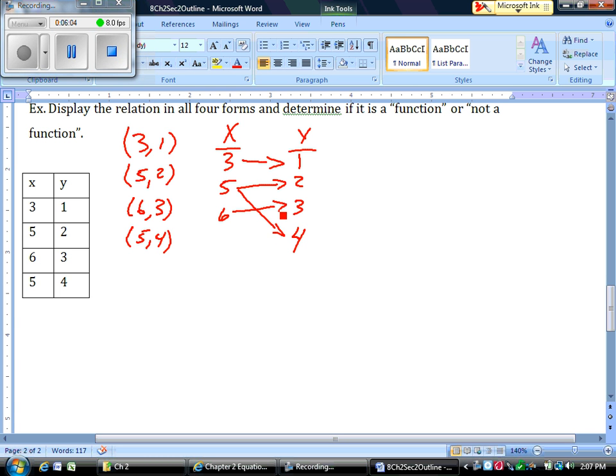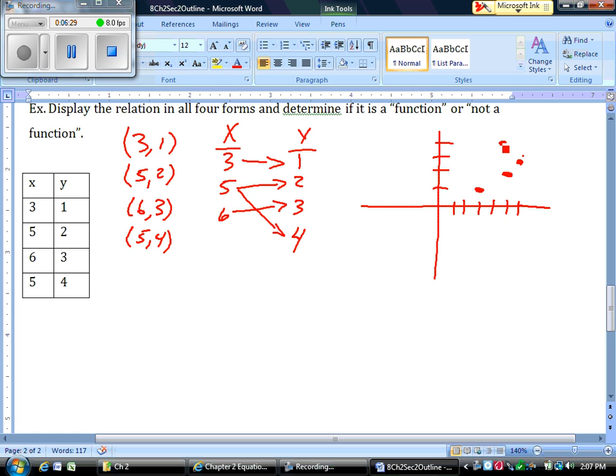Okay? And the last thing we have is the graph. My graph is at 3, 1, at 5, 2, at 6, 3, and I ran out of space. I'm at 5, 4.